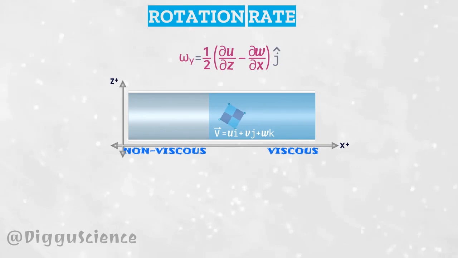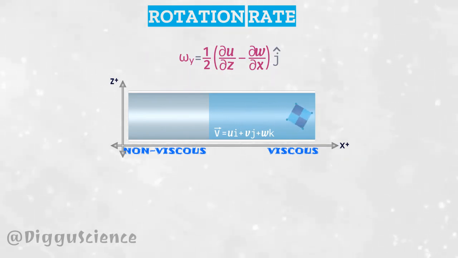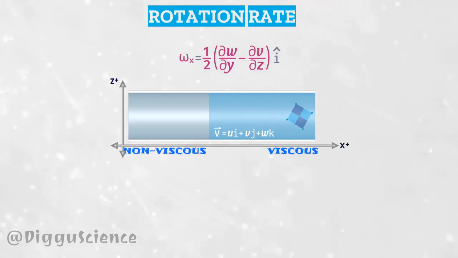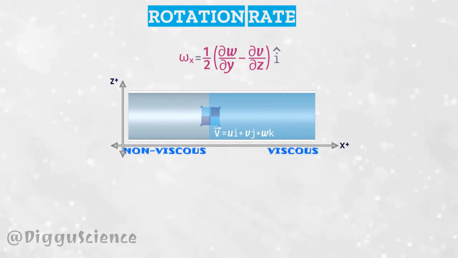If the fluid parcel is in the xz plane, omega y is equal to half of (partial u partial z minus partial w partial x) j hat. If the fluid parcel is in the yz plane, omega x is equal to half of (partial w partial y minus partial v partial z) i hat.